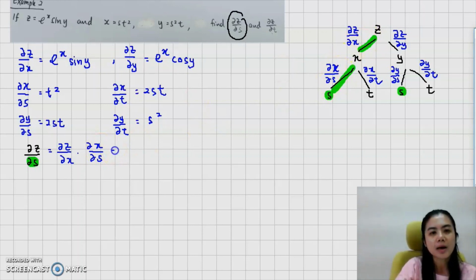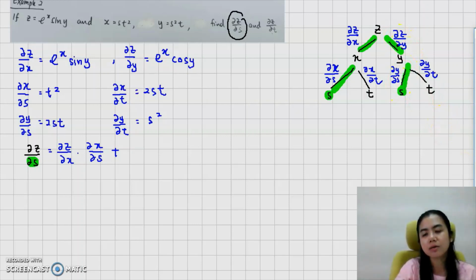Plus another branch. The other branch that involves s is here, this one and this one. We go down like that, and you have to multiply as well along the same branch. So you have del z del y times del y del s.